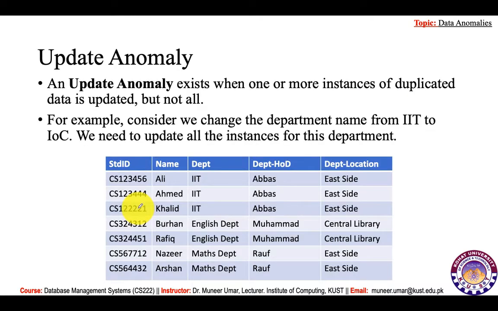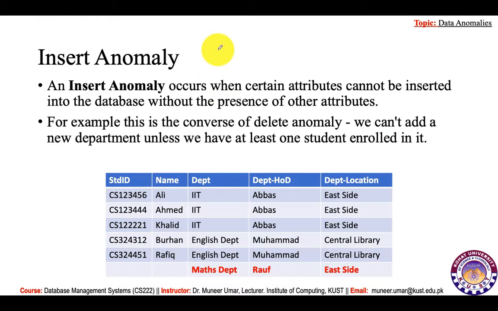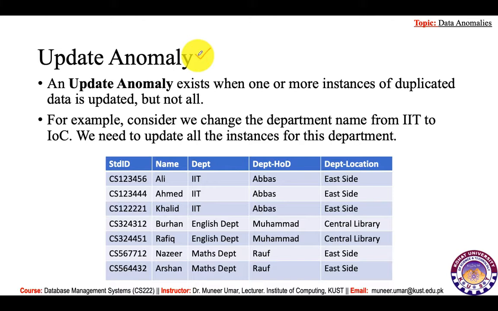We have three types of anomalies. The first one is update anomaly, the second one is delete anomaly, and the third one is insert anomaly. So first we have update anomaly. It is associated with the update of data. Whenever we update some data in the database, the data must be in a consistent form after the update process.